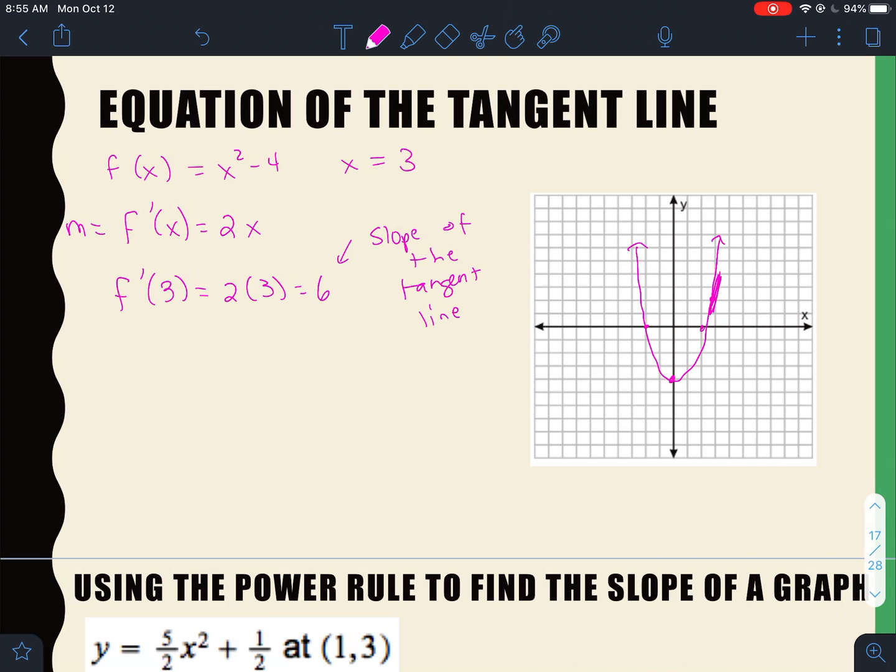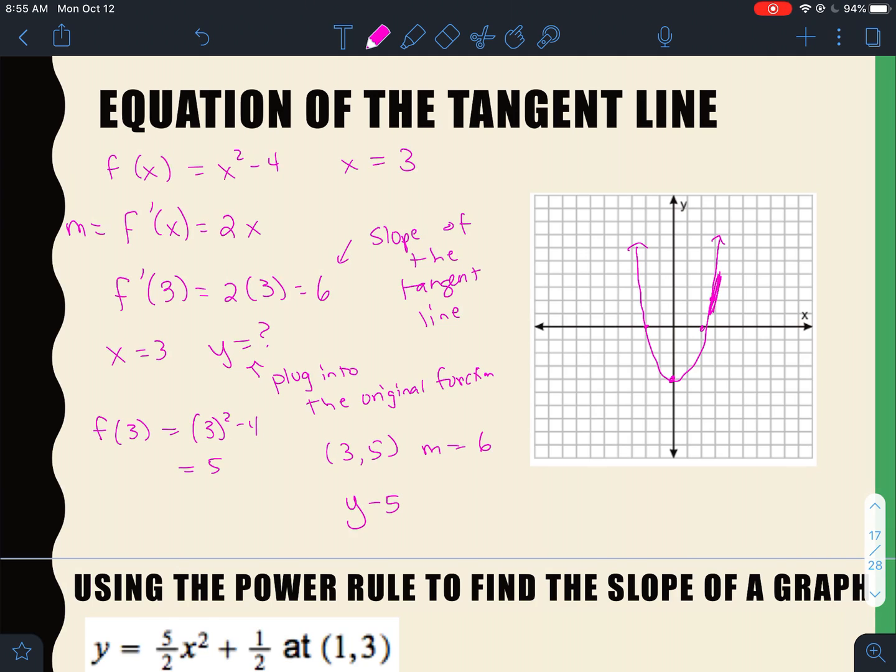Well, in order to write the equation for a tangent line, you need both a slope and a point. Well, I know I need x to be 3, so I need to know what the y value is there. To find the y value, you plug into the original function. So we're going to plug back into the original function to find the y value that matches up when x is equal to 3. So f at 3 is going to be 3 squared minus 4, which is 5. So I have the point 3, 5, and the slope of my tangent line is 6.